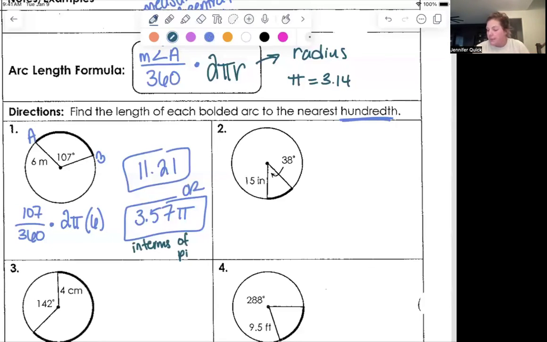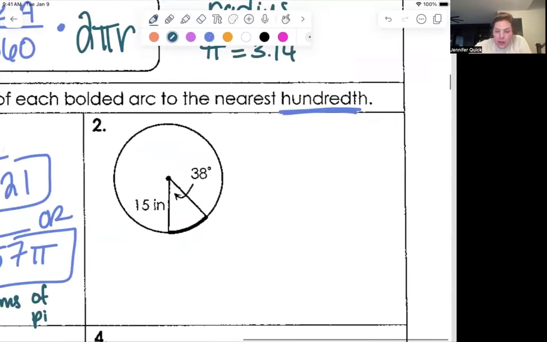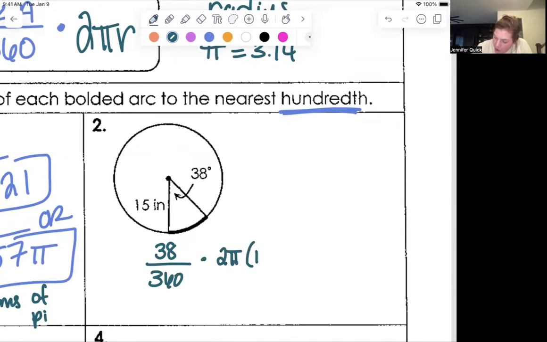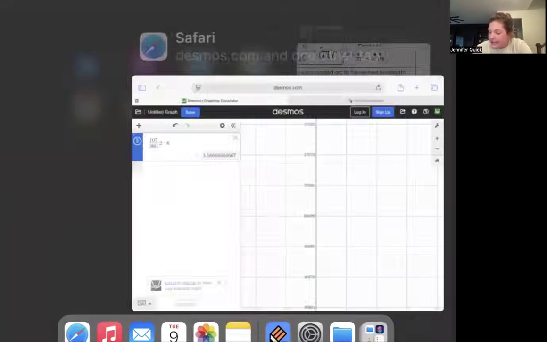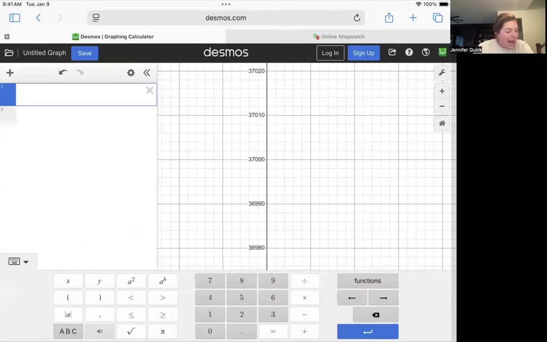Okay, cool. Next problem. The central angle, so 38 of the circle times 2 pi r. And in this case, it is 15. So here we go. Type it in your handy dandy calculator.